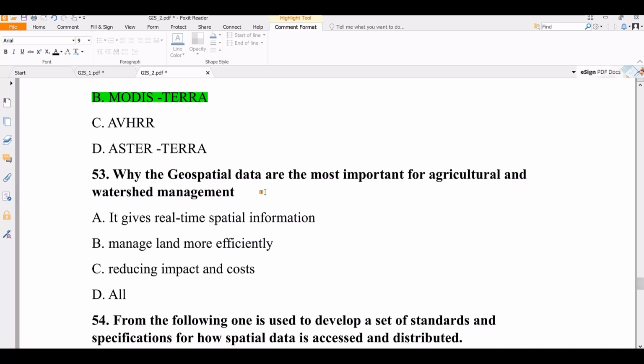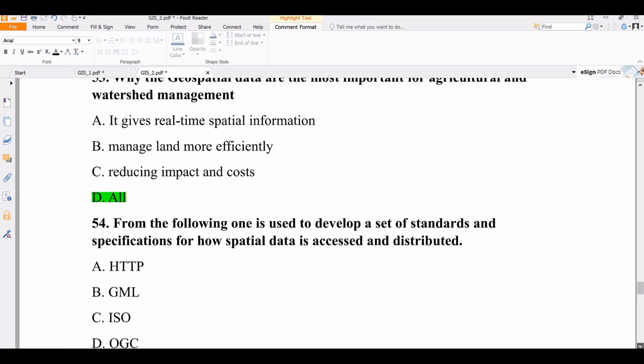53. Why is geospatial data the most important for agricultural and watershed management? It gives real-time spatial information, manages land more efficiently, reducing impact and costs. All of the above. So this geospatial data is important for all. Okay, great.